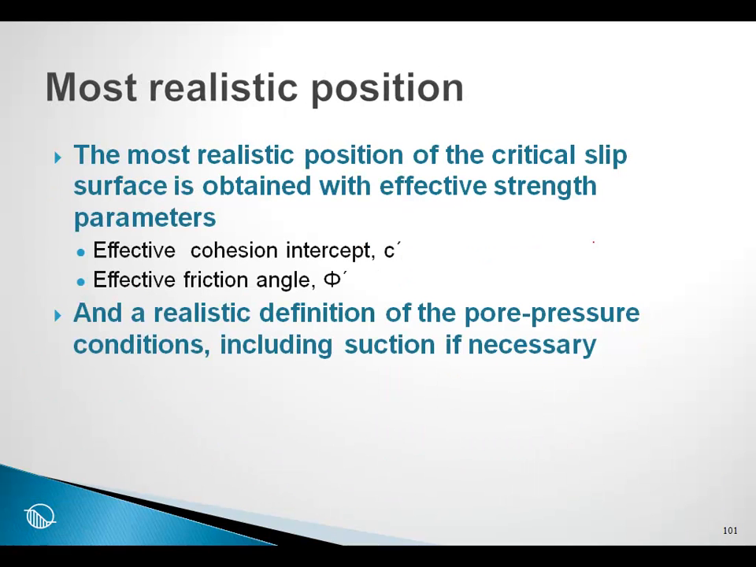The most realistic position of the critical slip surface is obtained when you use effective strength parameters, an effective cohesion intercept, and an effective phi. And together with the effective strength parameters, you use a realistic definition of the pore pressures, including suction if necessary. So to repeat, the most realistic position of the critical slip surface is obtained with effective strength parameters.